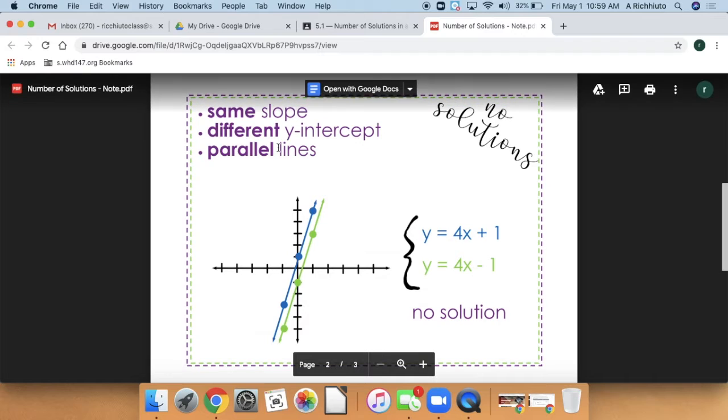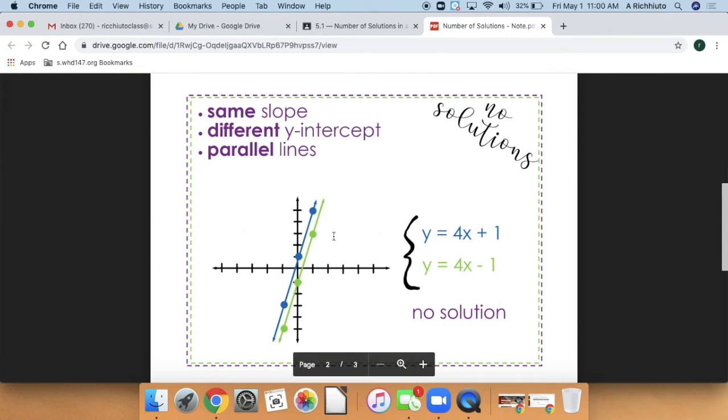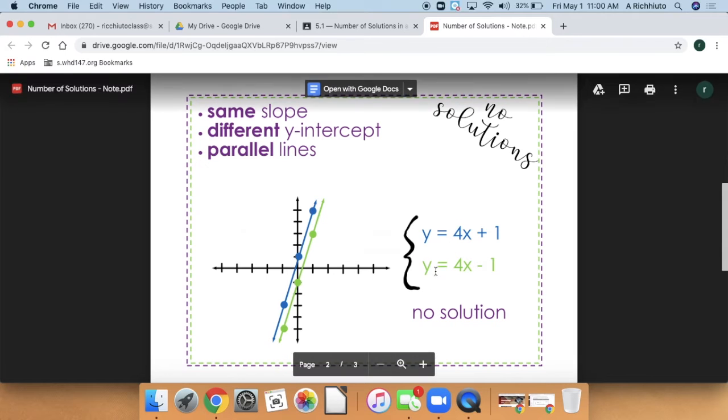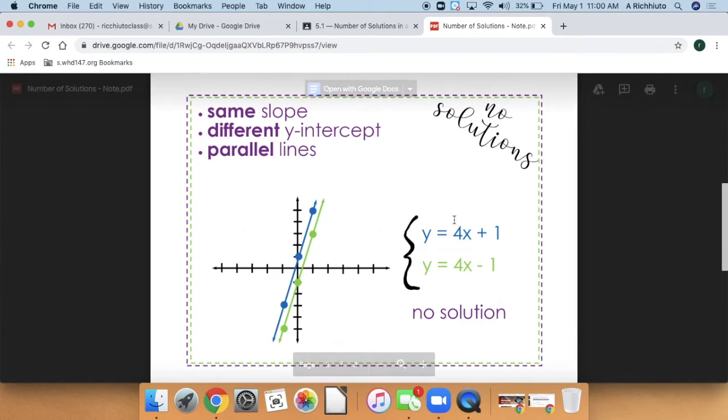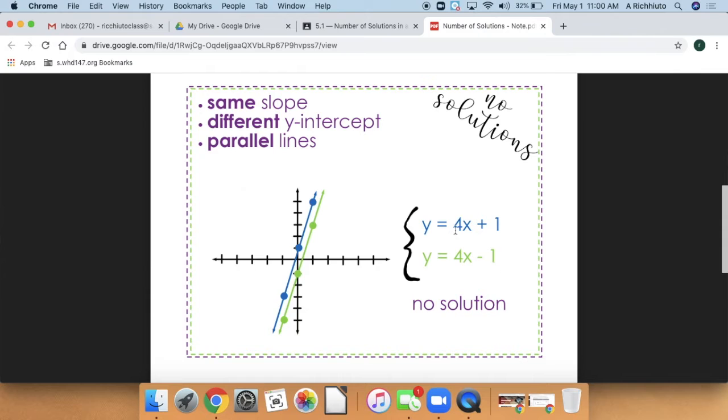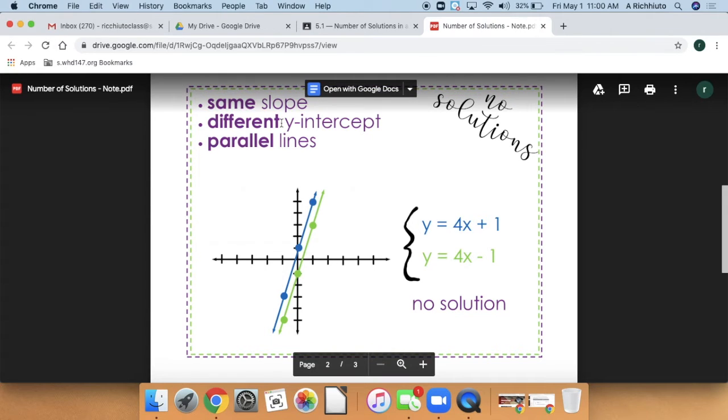Okay, another possibility is that if the slopes are the same, but we have different y-intercepts, we're going to end up with parallel lines. Remember, parallel lines are lines that never, ever, ever touch. So think about railroad tracks, right? The two rails on a railroad track are never going to touch. How do we know? Well, if we look at our equations here and we think about slope-intercept form, y equals mx plus b, where slope is m, this 4 here, 4x, in both of these equations is our slope. Our slopes are the same, y-intercepts are different, parallel lines.